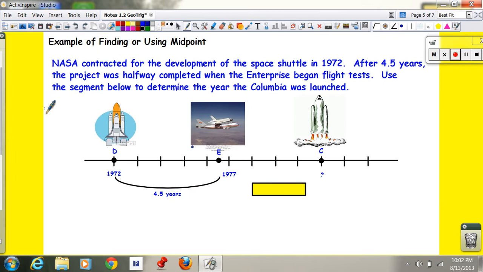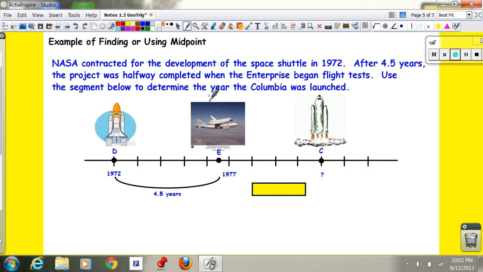Okay, here's an example of using a midpoint. NASA contracted for the development of the space shuttle in 1972. So here's 1972, here's NASA constructing the space shuttle. After 4.5 years, the project was halfway completed when the Enterprise began flight tests. So here's the flight tests right here. Put the shuttle on there, and they were testing it. That was 4.5 years after 1972.